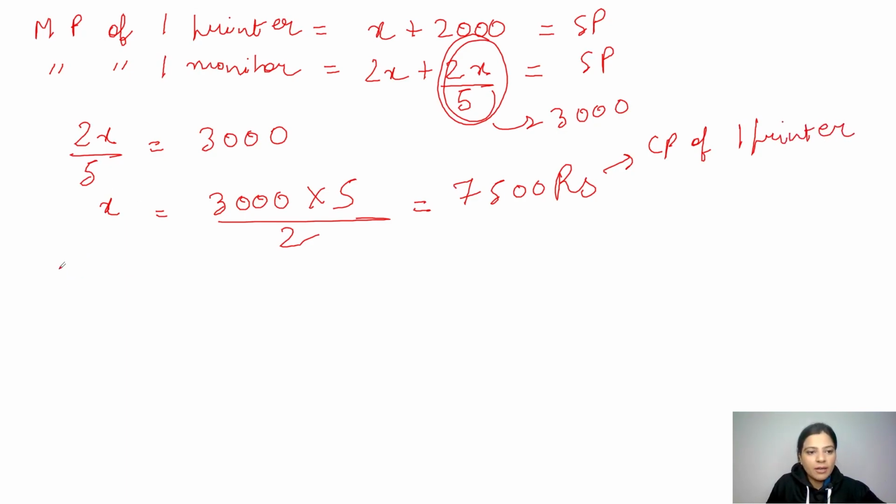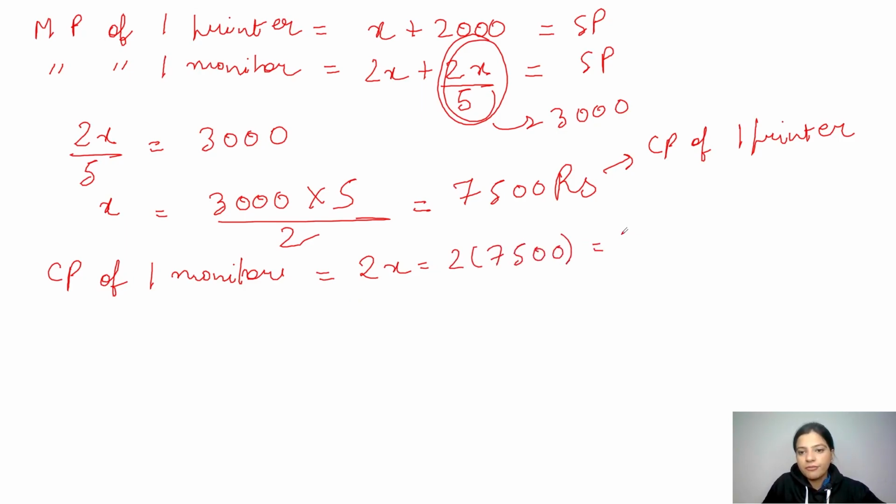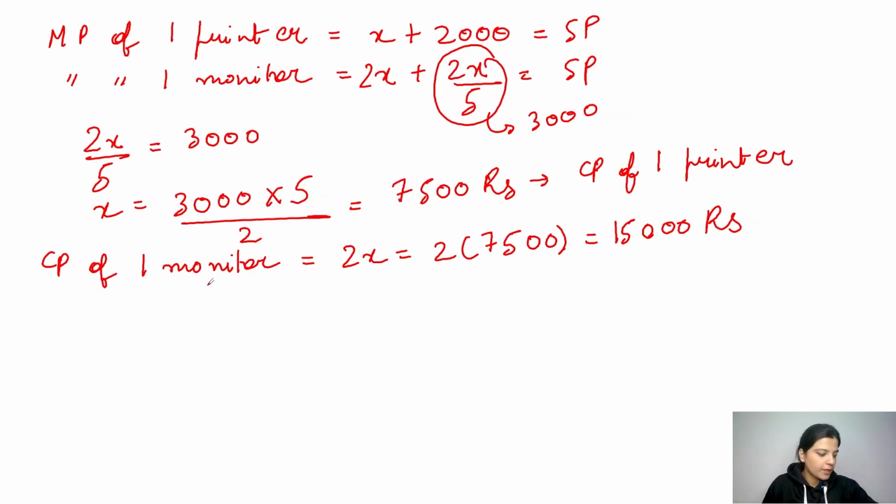Similarly, you can write down CP of one monitor easily. CP of one monitor was nothing but twice of X. So 2 into X, that is 2 into 7,500. So that is 15,000 rupees. So this is the CP of one monitor. Now we have the CP of one printer and CP of one monitor, so we can write down the equation for total CP.